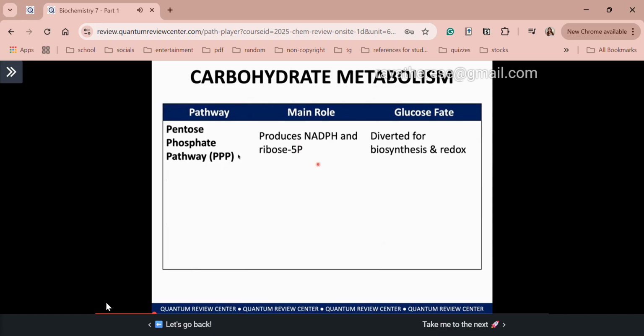And secondly, it's important that our PPP supplies a component of nucleic acids, right? Ribose 5-phosphate, the sugar component of ribonucleotides. For the glucose phosphate, it's diverted for biosynthesis. That's why PPP is also an anabolic pathway. And of course, redox reaction.